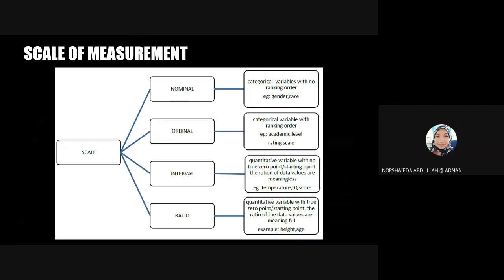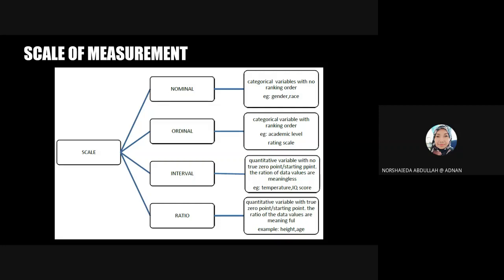Okay, so untuk nominal, the categorical variable with no ranking order. Okay, ataupun ranking is not important. Contoh gender and race. Okay, so gender ni ada dua, male and female. So dia tak ada ranking dia. Male number 1, female number 2 ke, dia tak ada ranking. Right? So yang ni dia categorical and no, the ranking is not important. So yang tu nominal level.